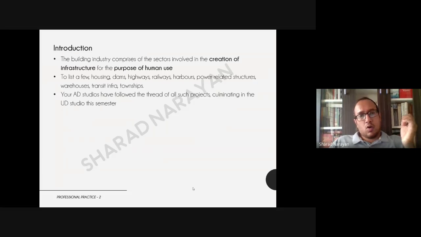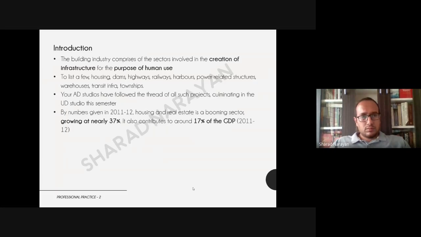You would have noticed that all of your AD studios have followed the thread of all such projects, right? You would have started with smaller houses, you've looked at public projects, you've looked at housing, you've looked at transit infrastructure, you've looked at campuses, right? So the general understanding is that there is a lot of investment that has happened as a part in the building industry. So housing and real estate are booming sectors as given by numbers in 2011-2012, growing at nearly 37%.